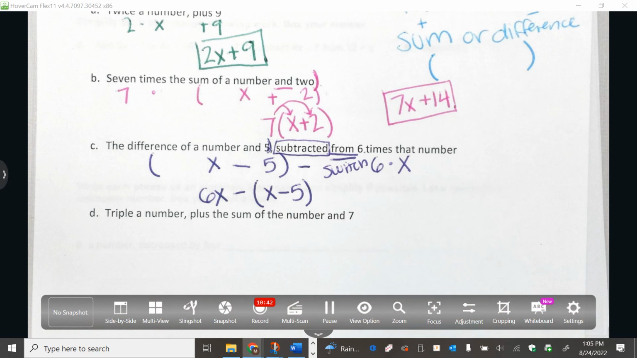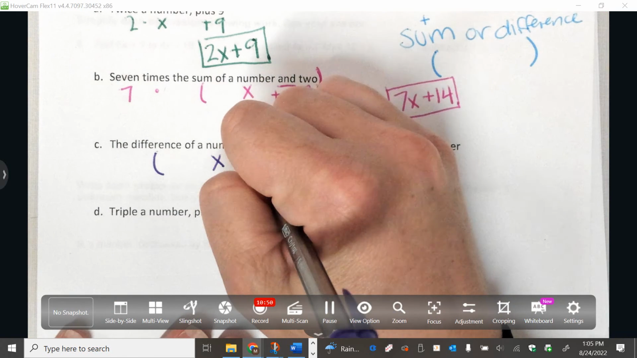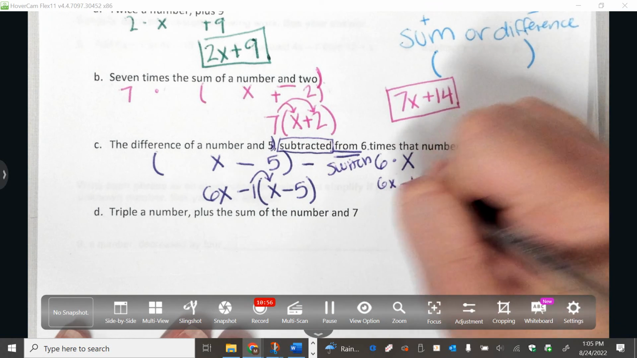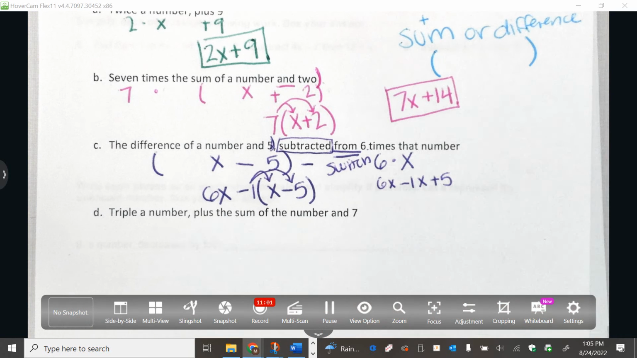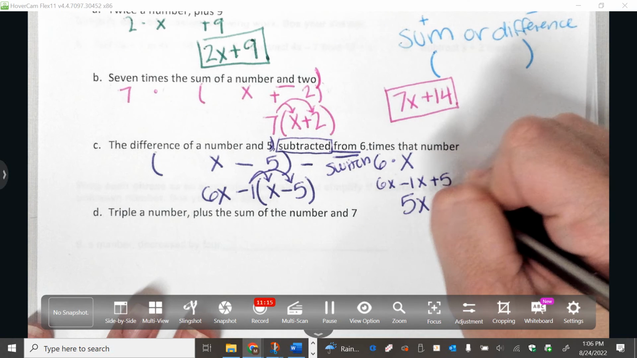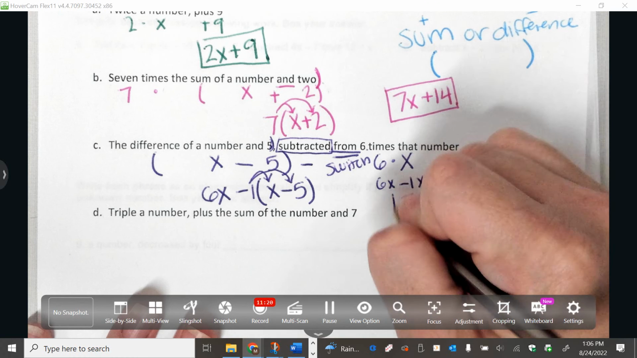Okay, well, can I simplify it? How am I going to simplify it? Distribute. I can put the 1 here or just distribute the negative. So I have the 6x. That's not going to change. Negative 1 times x is negative 1x. And then negative 1 times negative 5 is positive 5. So what's 6x minus 1x? 5x. Did that 5 have a like term? This other 5? No, so there's my answer.